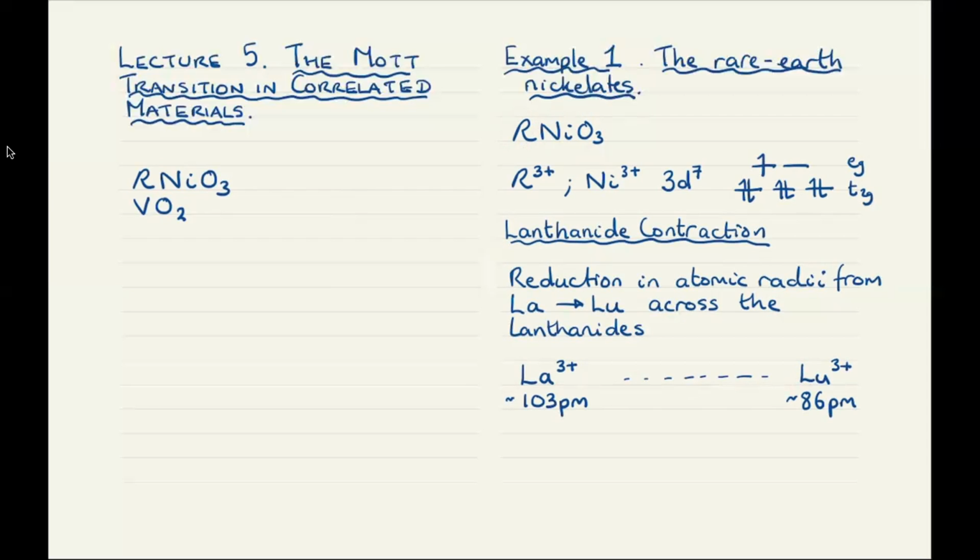Kind of a hand-waving explanation of why this is: as we add nuclear charge going across from lanthanum to lutetium, the Coulomb attraction of the outer electrons to the nucleus is increased. Of course, we're also adding an extra 4f electron, but that doesn't shield the nuclear charge very well from the valence electrons. So this lanthanide contraction is going to be important for understanding the behavior across the series.